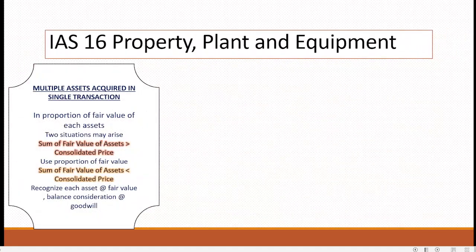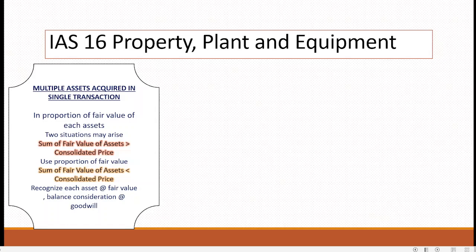Another scenario could be multiple assets which we are acquiring in a single transaction. If we know the value of the separate assets, then it's good, no problem. But if we don't know, let's say we buy in bulk from a business, or we buy the whole building for a lump sum price, let's say $1 million. Now that building may include furniture, fixtures, equipment, the building part, and other interiors which have a different life, so they have to be recognized separately.